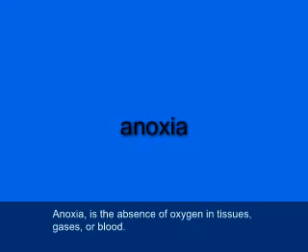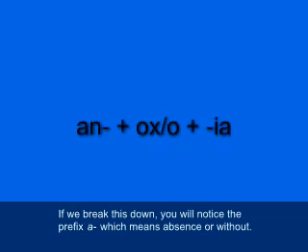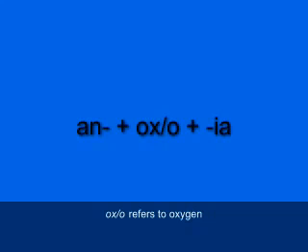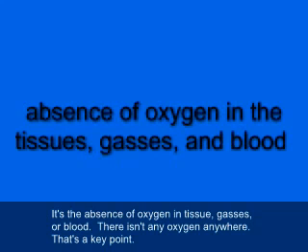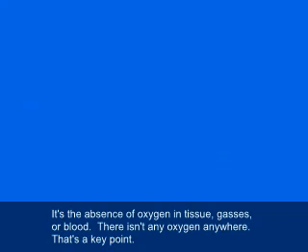The next term is anoxia. Anoxia is the absence of oxygen in tissues, gases, or blood. And if we break this down, you'll notice it's got that prefix a, which means absence or without. Nox refers to oxygen, and IA means condition. So this is the condition of the absence of oxygen. And it's the absence of oxygen in tissues, gases, or blood. There isn't any oxygen anywhere. Okay, that's a key point.